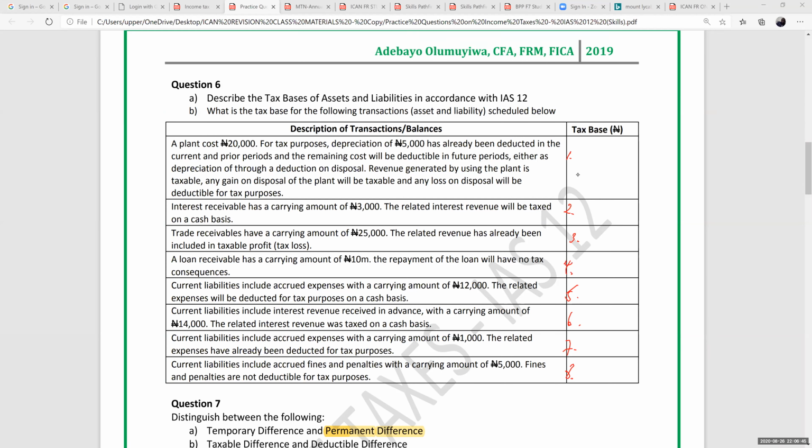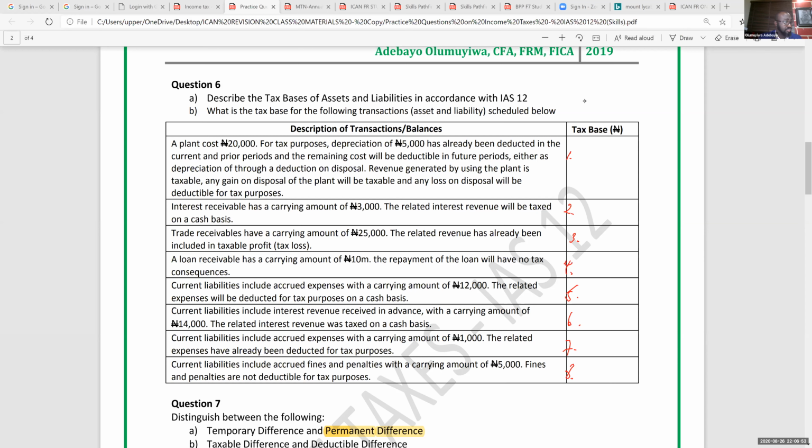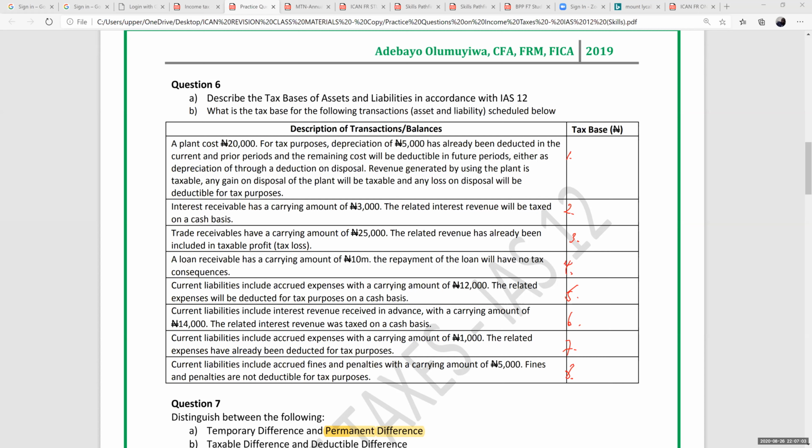Question 2. Question 2 or question 6? Question 2. Yeah. Question 2, in what sense? We are solving question 6. No, what I mean is I want to start with question 2 out of the 8. No, start from number 1.